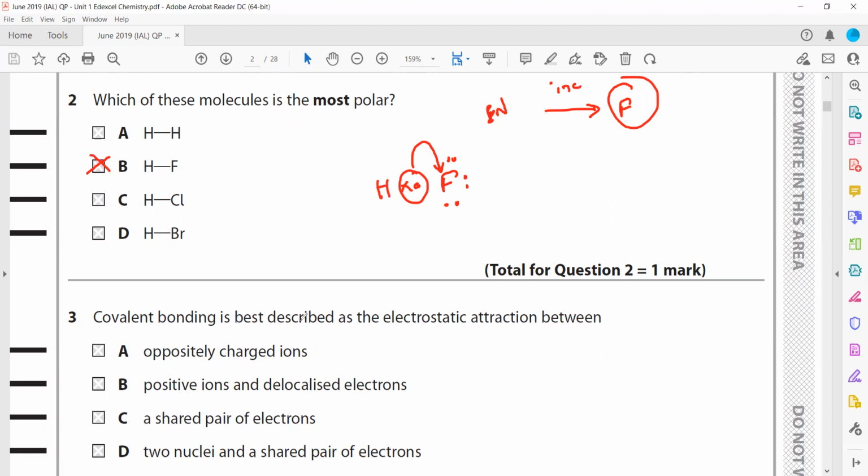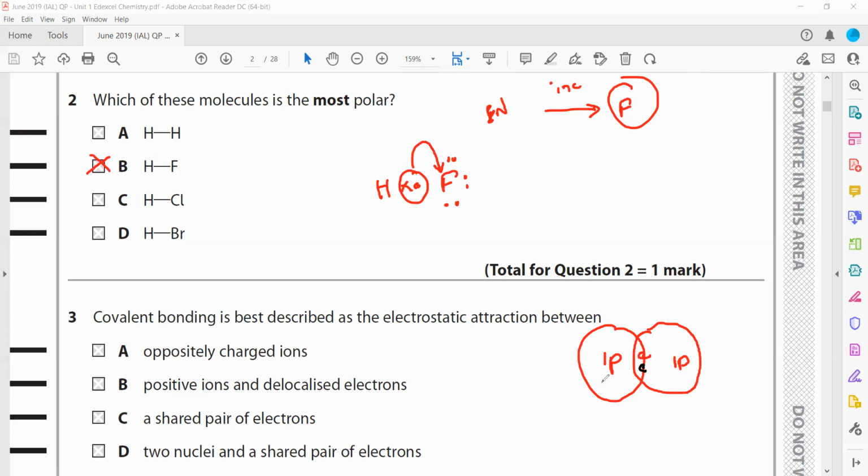A covalent bond is best described as electrostatic attraction. Basically, what is a covalent bond? It is also an attraction. For example, take hydrogen. Hydrogen has one proton and one electron. This is one atom of hydrogen. Then there will be another atom of hydrogen with one proton and one electron, and they will share the electron. There will be a sharing of electrons between the two atoms.